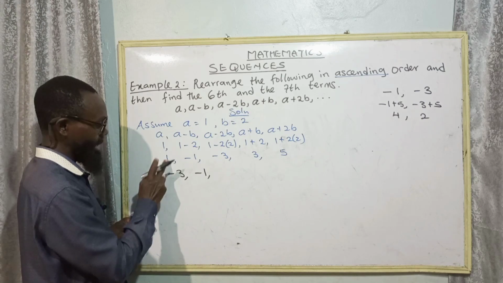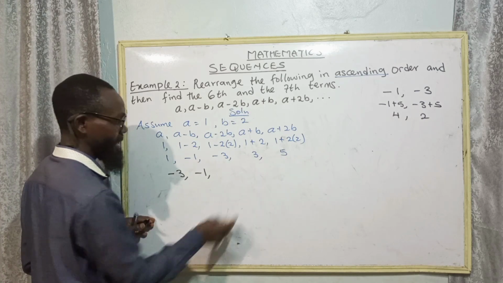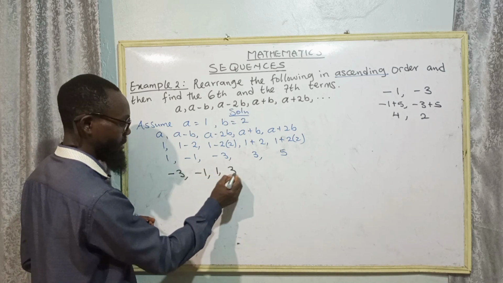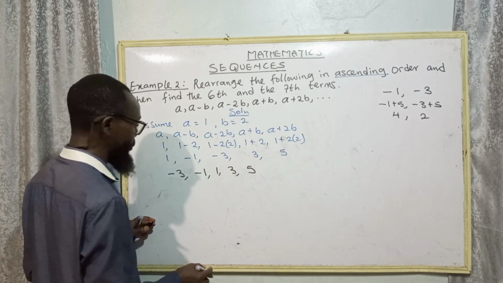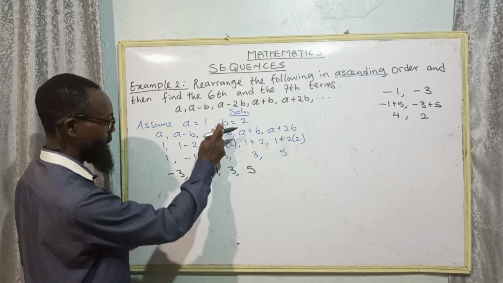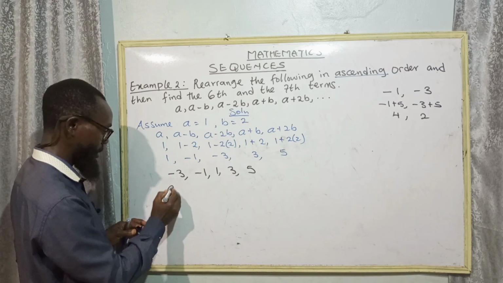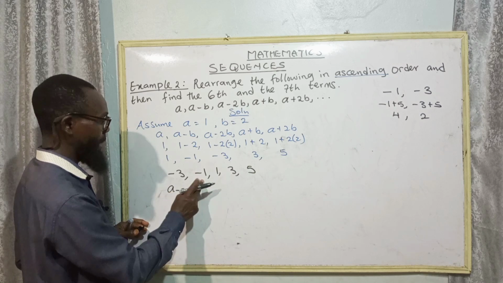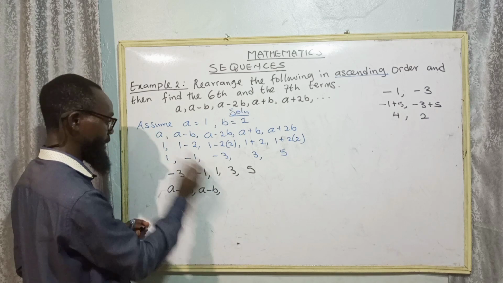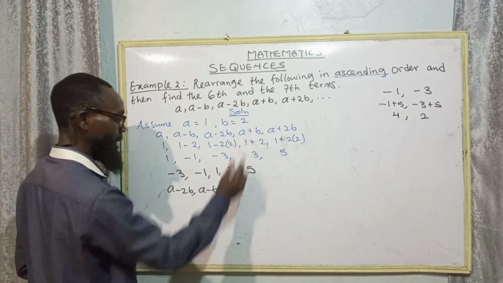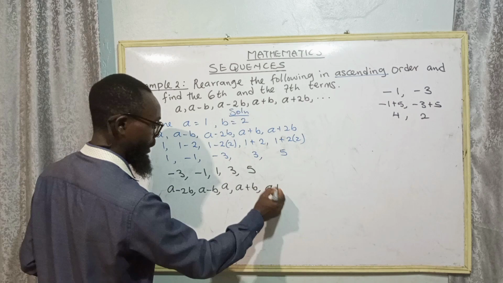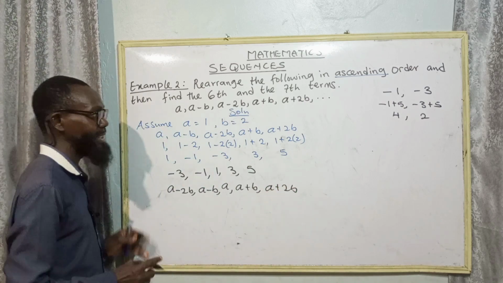Then we now consider all the positive signs. The next smallest number is 1, then followed by 3, followed by 5. Now arranging this one using these values, minus 3 is A minus 2B. Minus 1 is A minus B. 1 is A. Then 3 is A plus B. Then 5, which is this one, is A plus 2B. So we are able to arrange this one in ascending order.